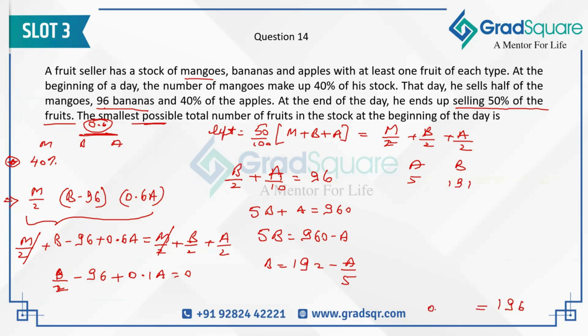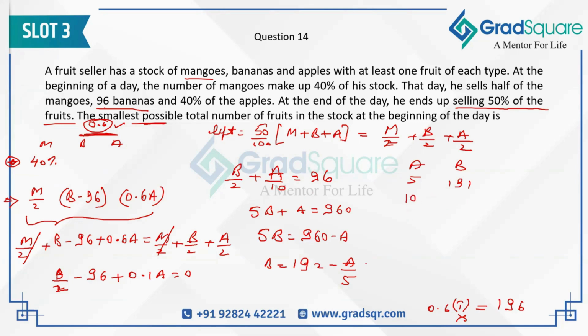This should be 0.6 times the total stock, which was T, because it was 60% of the total stock. So is 196 divisible by 6 or not? 6 3s are 18 and 16, so it is not divisible. So the total stock will not turn out to be an integer if I take the value of A as 5. So then I will take the value of A as 10.